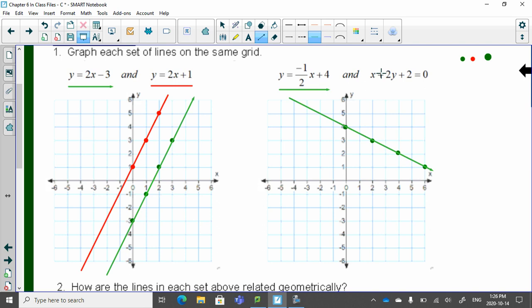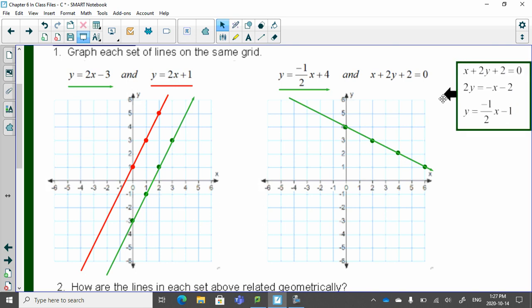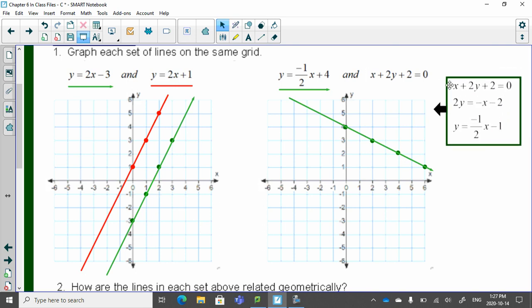Okay. We go to graph our second line, and we go, whoa, wait a second. This is not in the form y equals mx plus b. This is in standard form. So what we need to do is take this line and put it into slope y-intercept form. I did this over here. Here's my equation right here. I started by getting the 2y by itself. I moved the x and the 2 over, and then I divided by 2. Divide this by 2, divide 2 by 2. Now it's in slope y-intercept form.